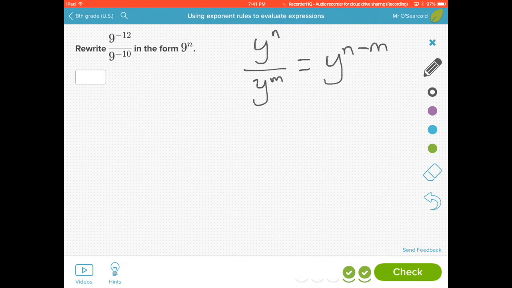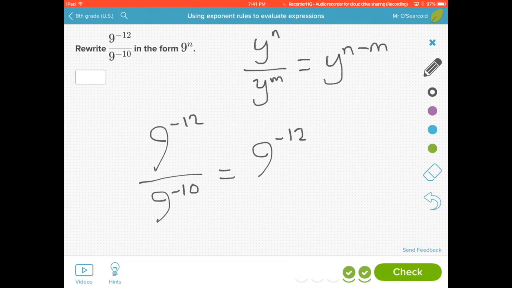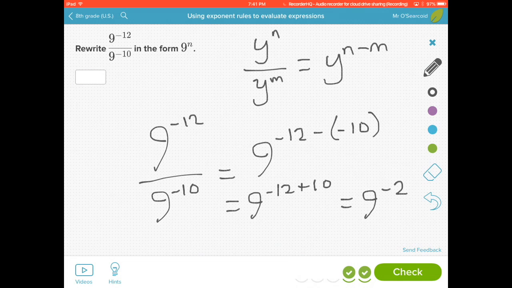It matters that the bases have to be the same. It doesn't work if the bases are not the same. In this particular case, we now have 9 to the negative 12 over 9 to the negative 10. That's equal to 9 to the negative 12 minus negative 10. Be really careful here. Minus a negative is, of course, a positive. So that means we've got 9 to the negative 12 plus 10, which is equal to 9 to the negative 2. Be really careful with this. Different signs. We've got to use our adding and subtracting negative numbers in there.